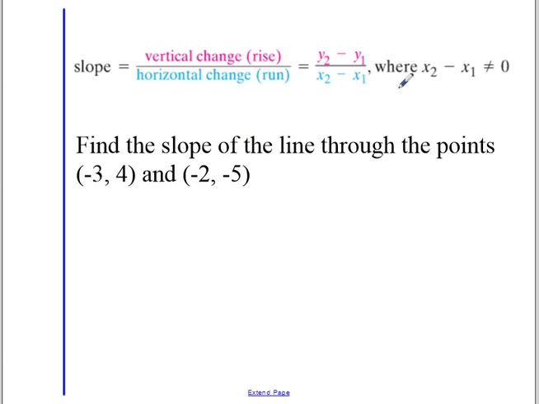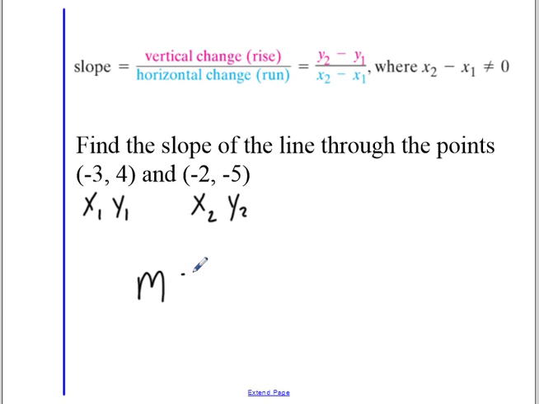We can't do this if there ends up being a 0 on the bottom. So if you end up plugging in numbers and there's a 0 on the bottom, then there is no slope. The slope doesn't even exist. For our examples, we're going to be working with problems where the slope does exist. So let's replace each of these. Let's call this x1 and y1, and call the other point x2 and y2. And let's plug those numbers in.